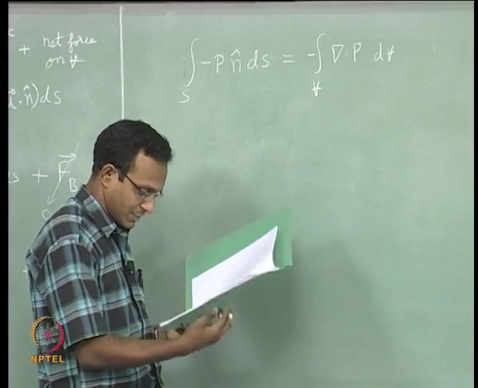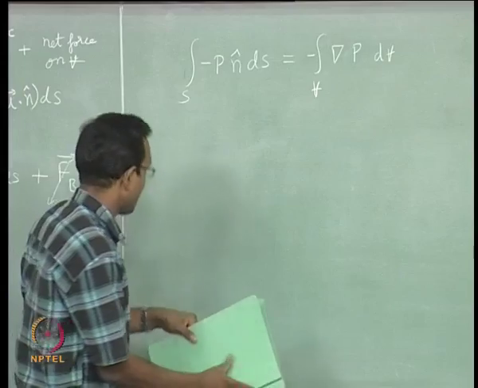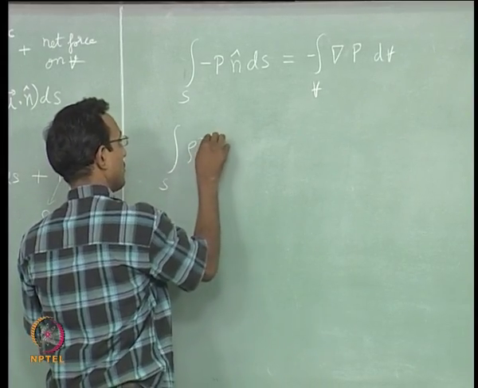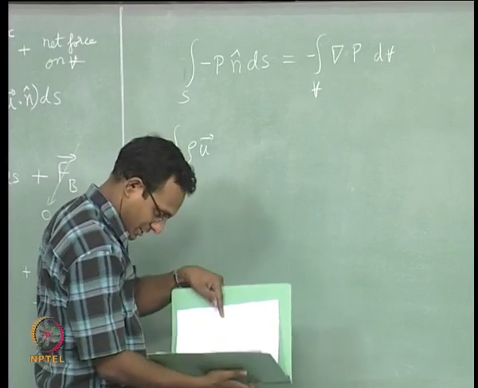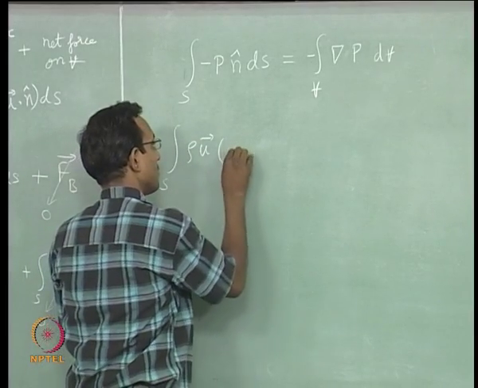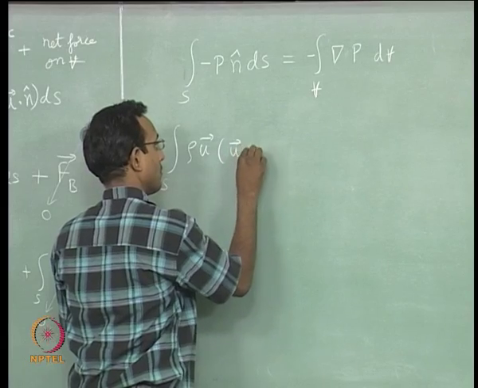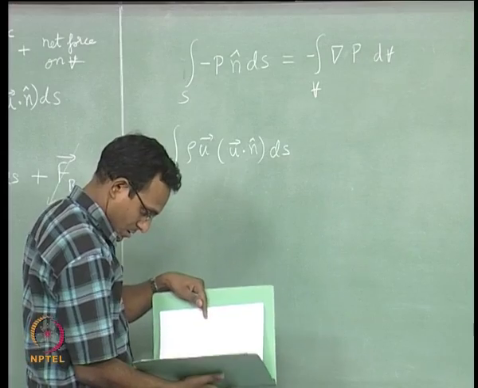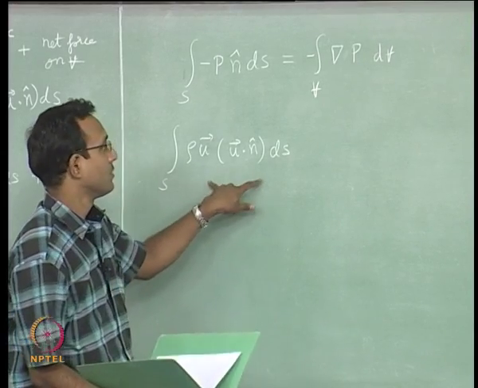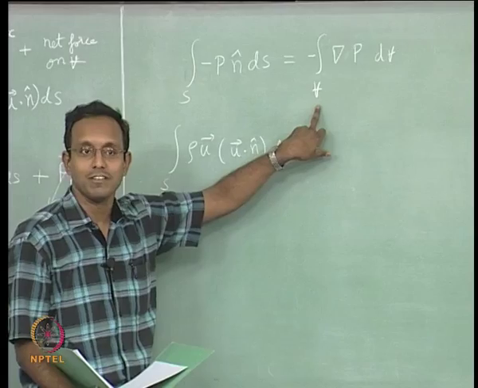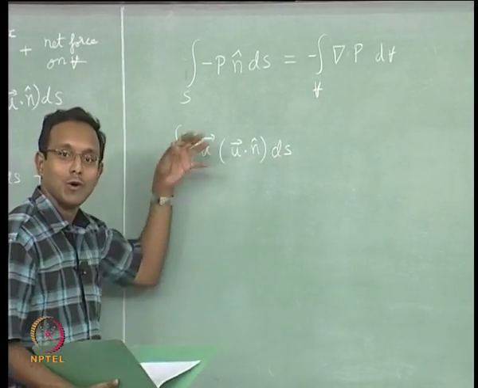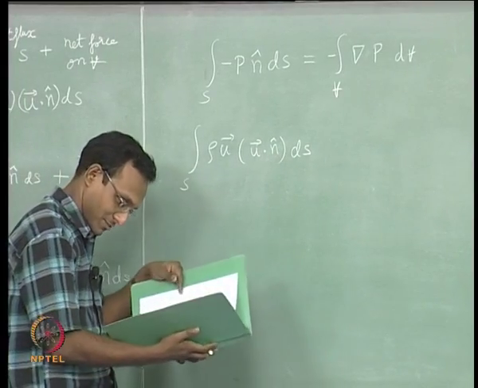We want to look at the next term, the advection term. When we want to convert this term to a volume integral, it is not very easy. So, we will write a vector identity below this and go by parallel, that is easier for us.